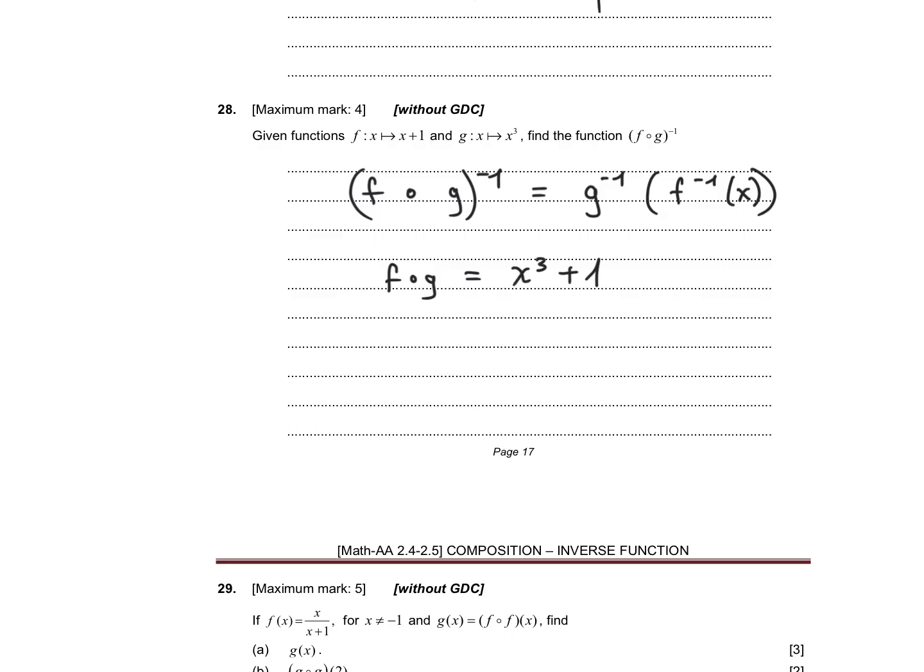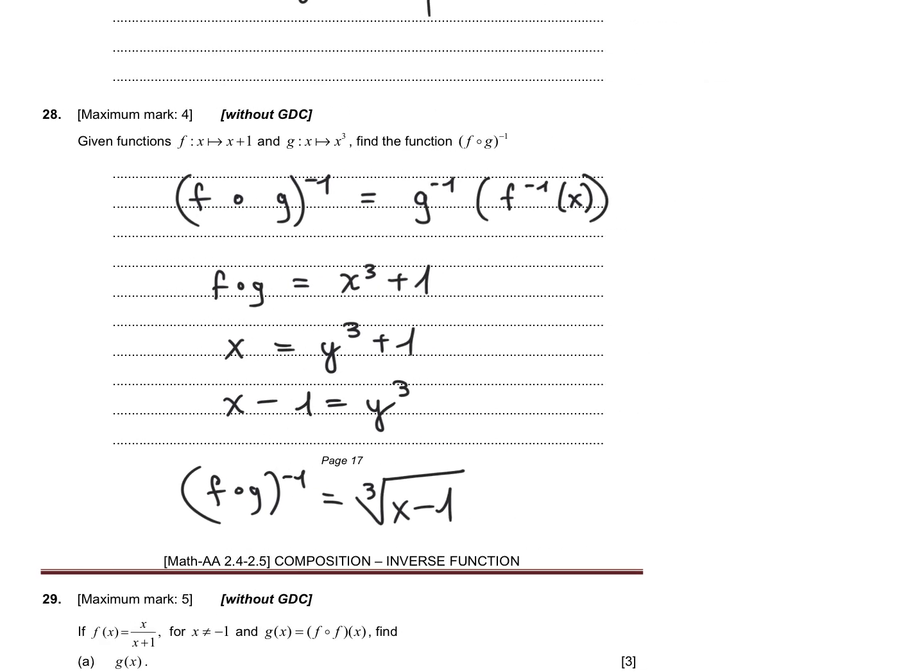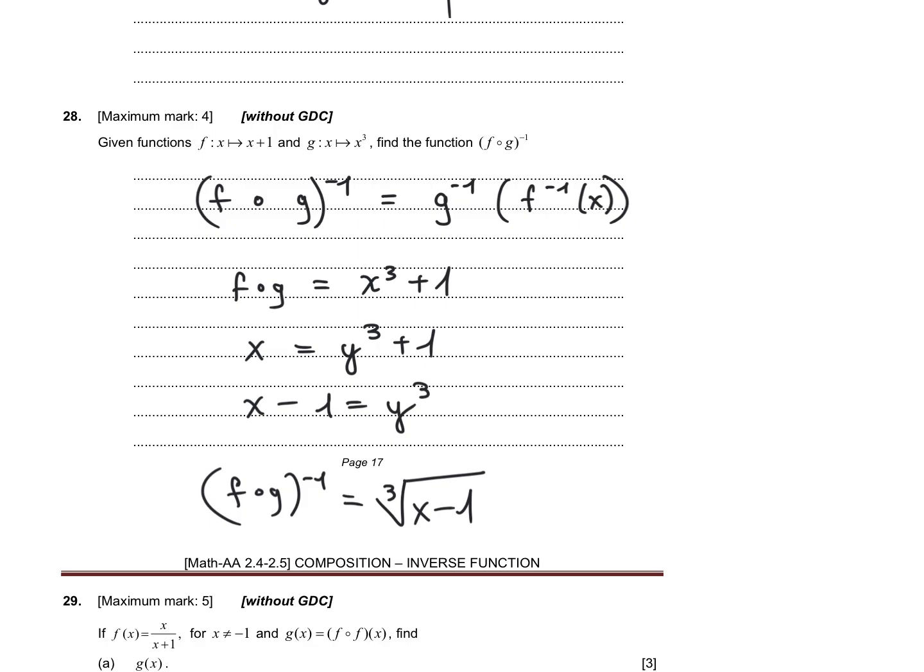And if we want the inverse of that, we could do x equals y cubed plus 1. It's probably easier. So x minus 1 equals y cubed. So we've got the inverse is going to be the cube root of (x - 1). Yeah, because this way we'd have to solve for the inverse. But let's just try it anyway.